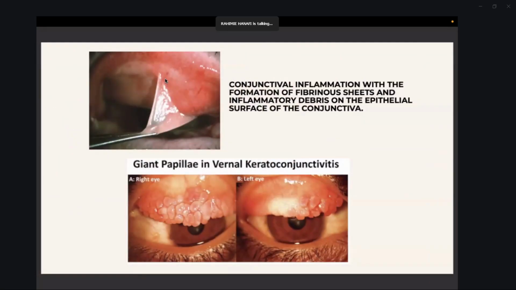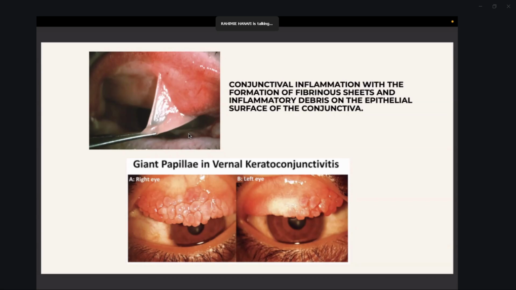Okay, so this is a membrane. It can either be a true membrane or a pseudomembrane. So what is it? It is a conjunctival inflammation with the formation of fibrinous sheets and inflammatory debris on the epithelial surface of the conjunctiva. For patients with pseudomembranous conjunctivitis, it is important for the ophthalmology team to clear it. If you see cases of conjunctivitis that take a long time to resolve, look very injected, and you notice a layer over the conjunctiva, it is best to get a referral to ophthalmology so we are able to manage it properly.